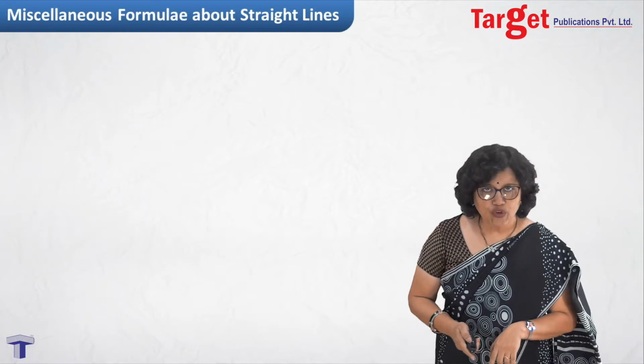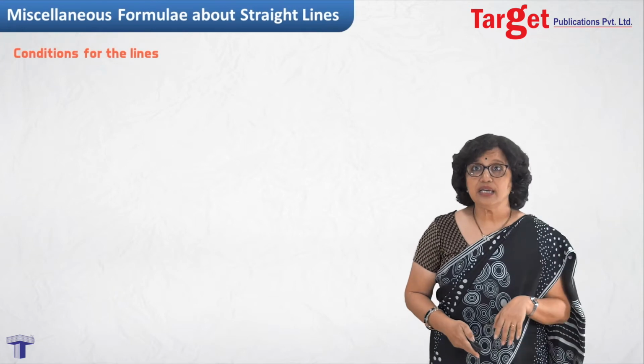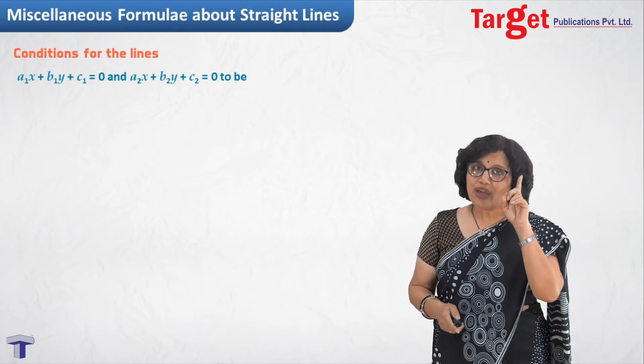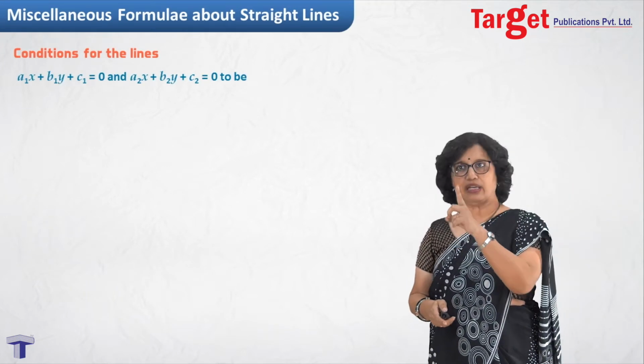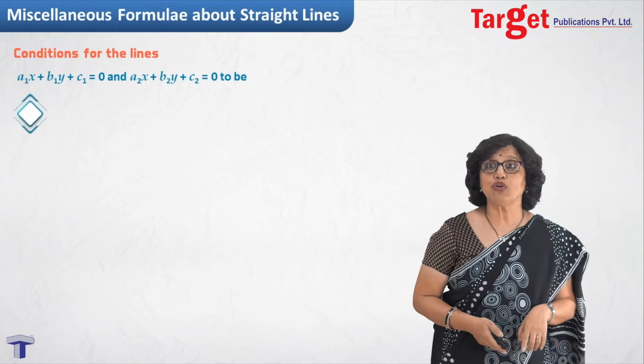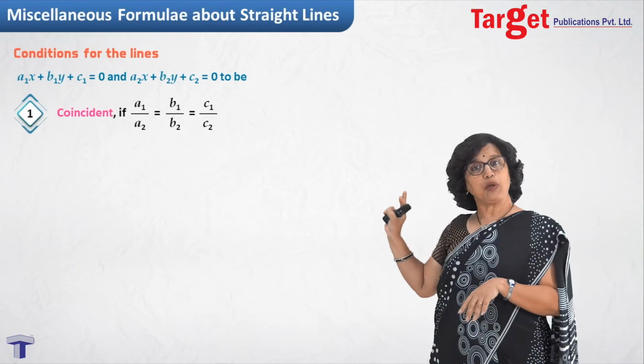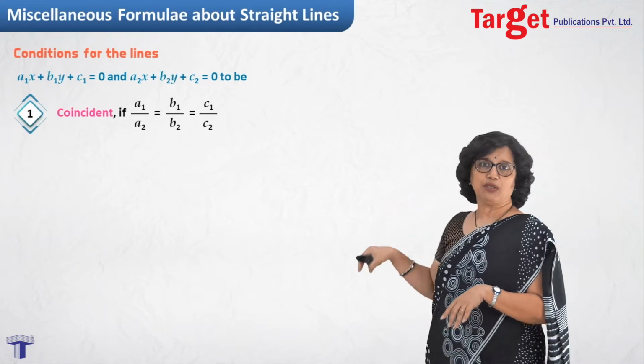Now move from here to the next one, and it is conditions for the lines in different form. Now if a1x plus b1y plus c1 equal to 0 and a2x plus b2y plus c2 equal to 0, if they have to be coincident, then what would be the condition? The condition is a1 upon a2 equal to b1 upon b2 equal to c1 upon c2.